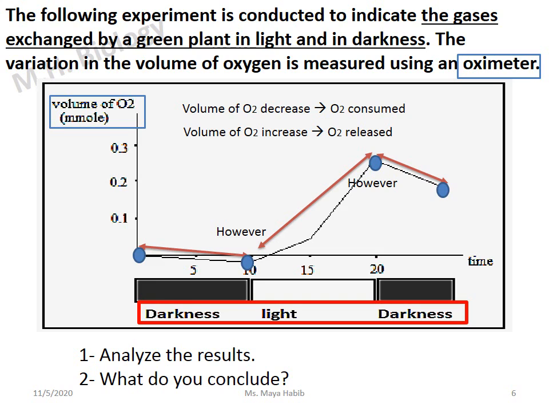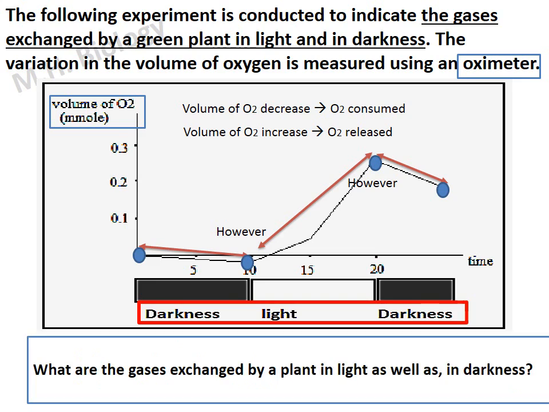Then, we have to give a conclusion, which should be an answer to the posed problem, based on what the results have proven. In this experiment, the question asked was, what are the gases exchanged by a plant, in light, as well as in darkness? So, according to what we have seen, we can say that in light, the plant is releasing oxygen, while in darkness, the plant is consuming oxygen. Therefore, our conclusion will be that plants release oxygen in light, but consume oxygen in darkness.